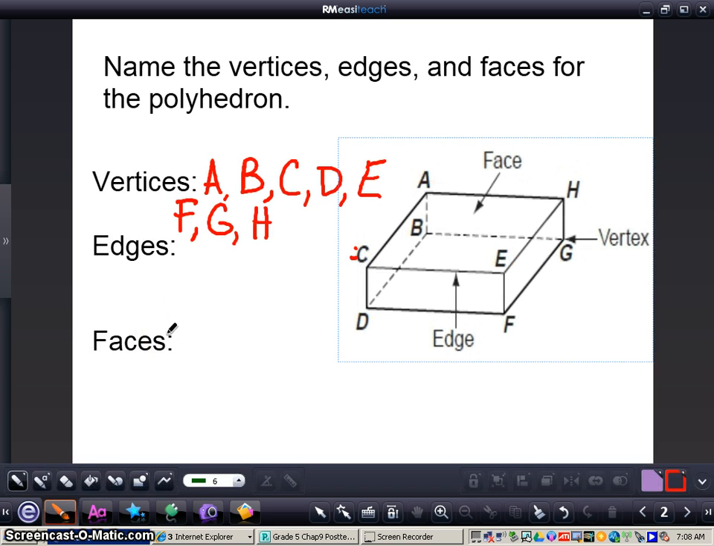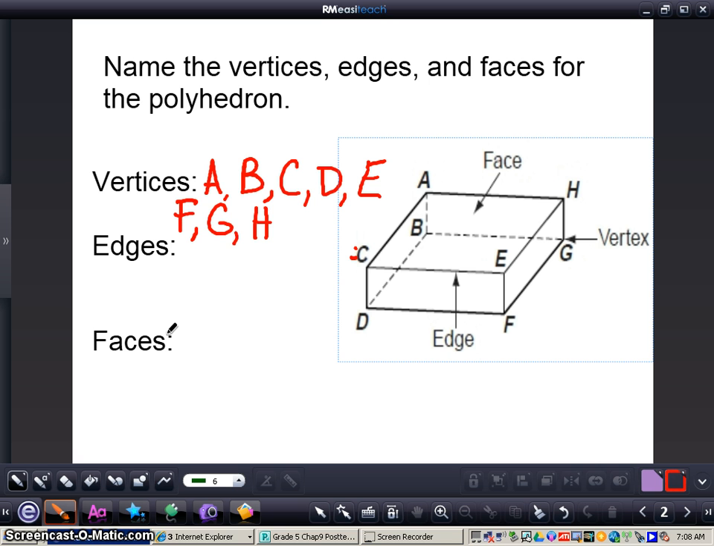Now we're going to take a look at how to find the edges within a polyhedron. And just remember, an edge is the line segment where two faces intersect. That's called the edge within a polyhedron. So what we can see here is I'm going to find some edges within my shape, within my figure.